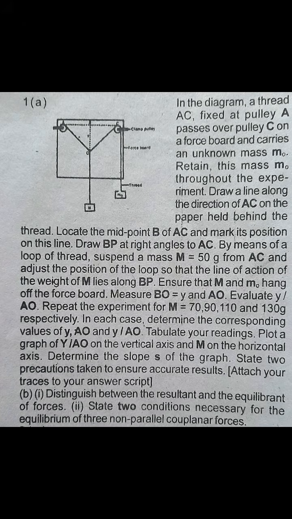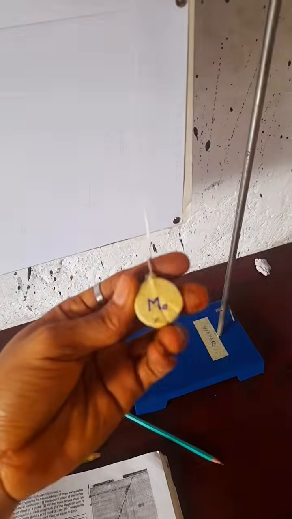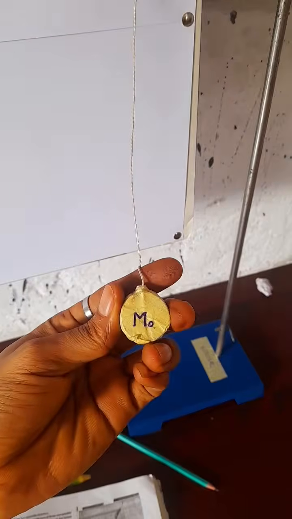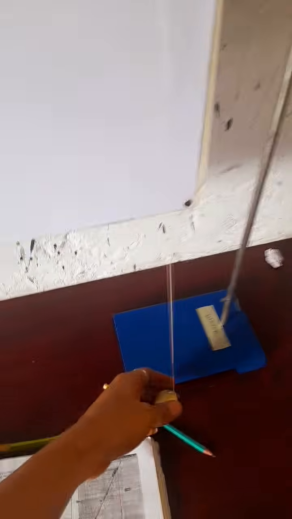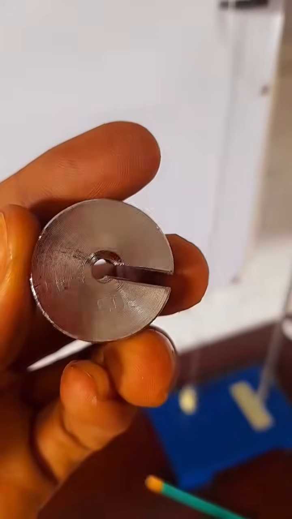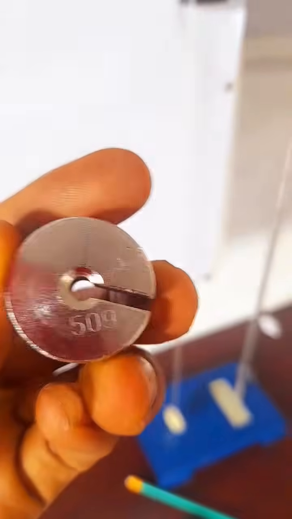When we attach that, we adjust the position of the loop so that the line of action of the weight of m lies along BP, so that it stays along BP. You will see it in the video. So that's what we're going to do now. This is m0. Now, as you can see very well, this is the line we drew. This is the 50 gram mass that we're going to use for a start.